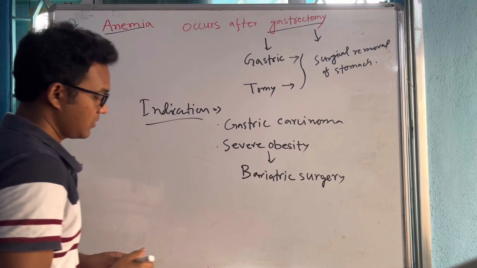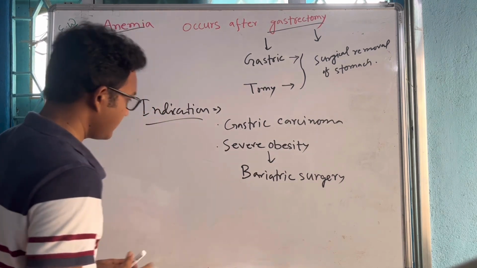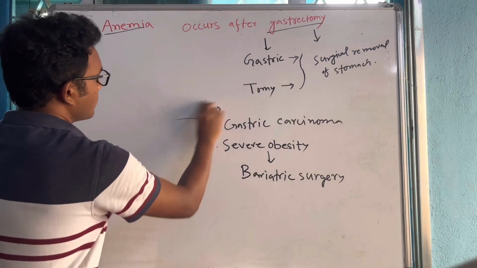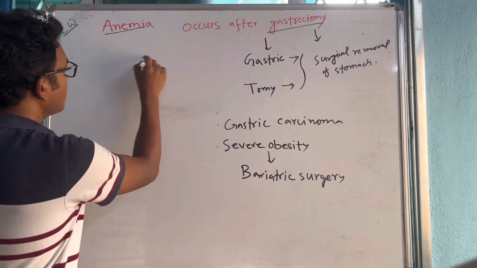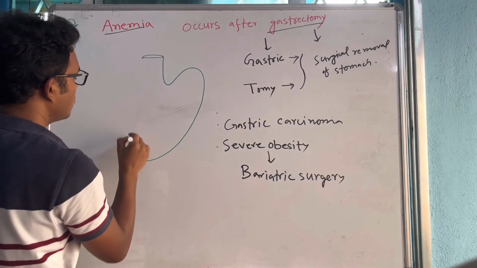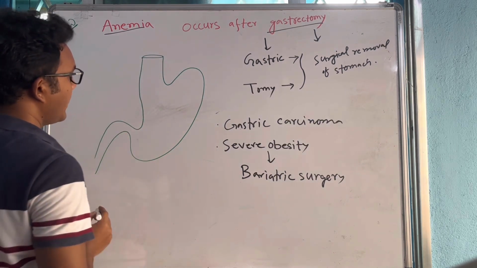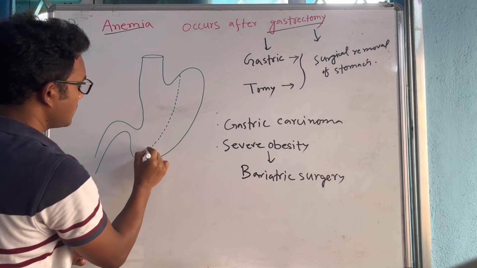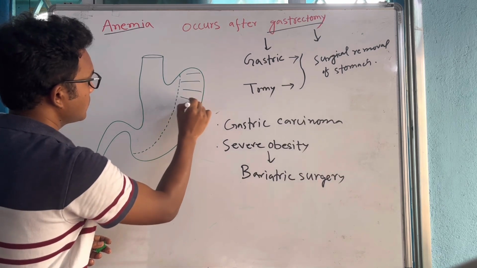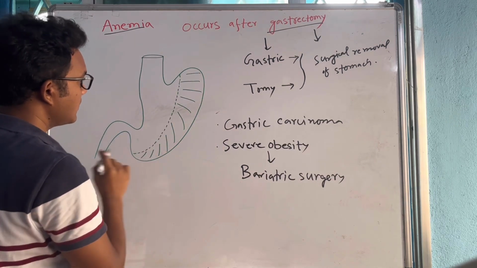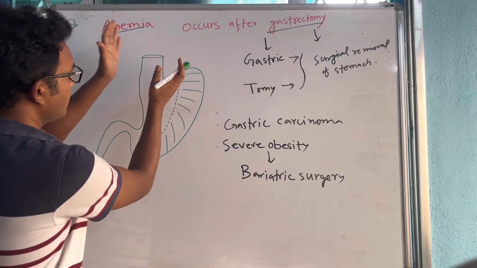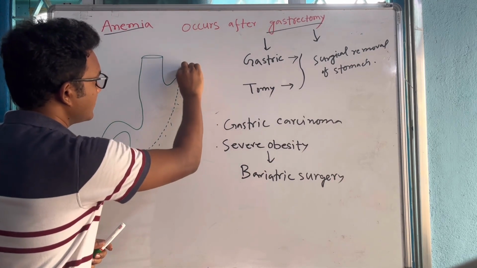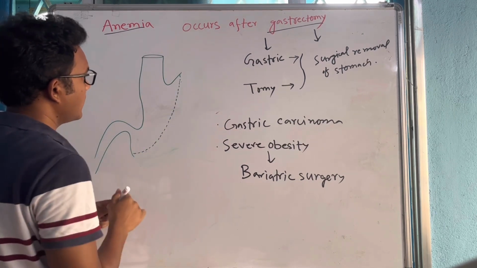Okay. What do we do in bariatric surgery? Generally, in bariatric surgery, suppose this is the stomach, and in bariatric surgery, this portion of the stomach is cut and the stomach becomes smaller in size like this. Okay.